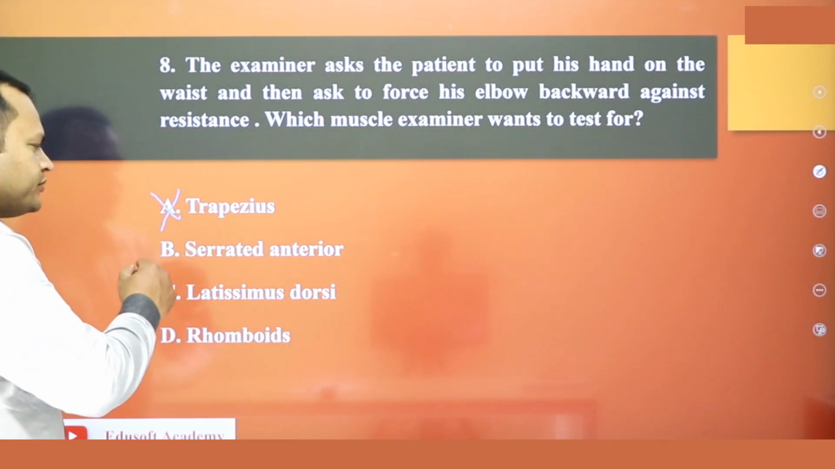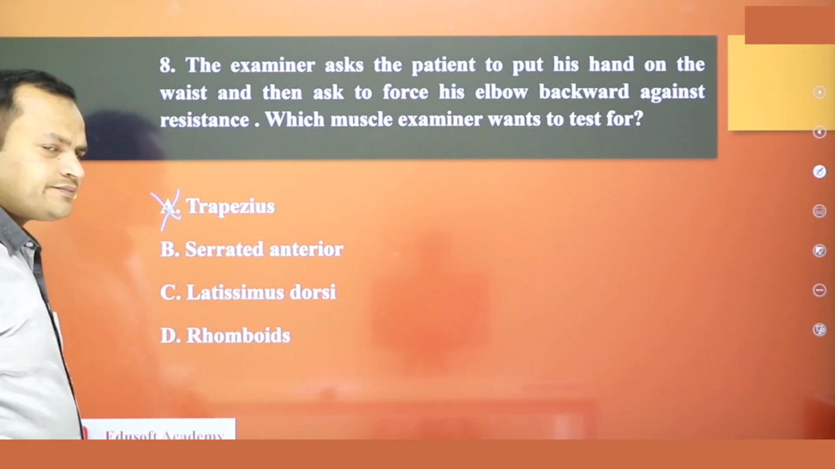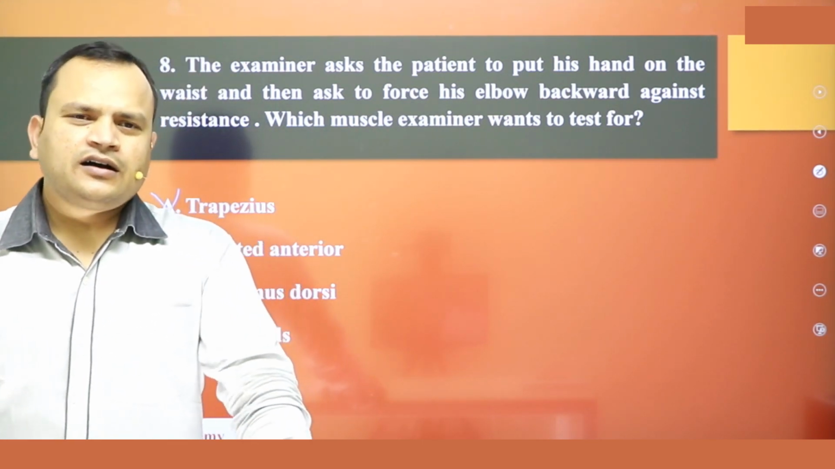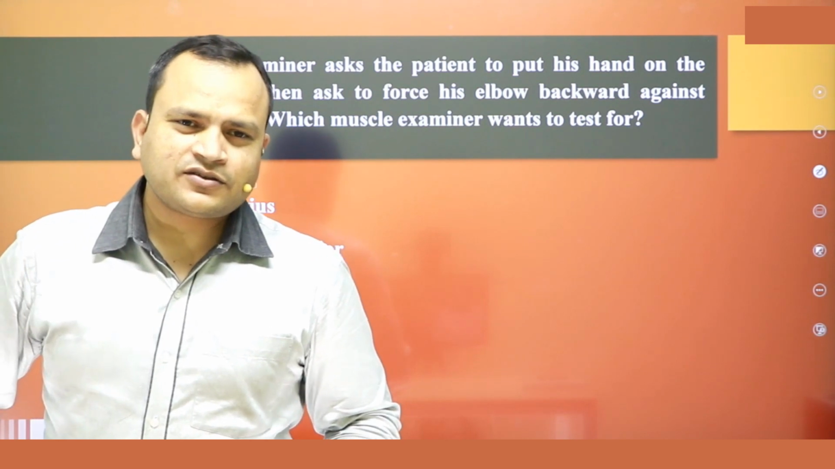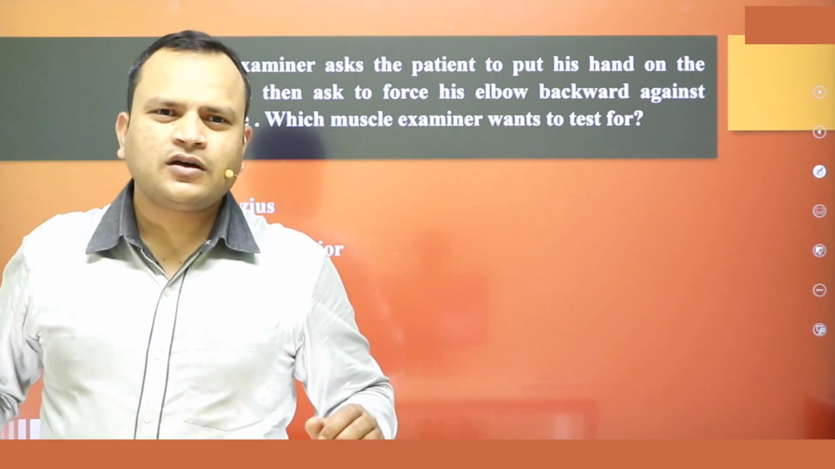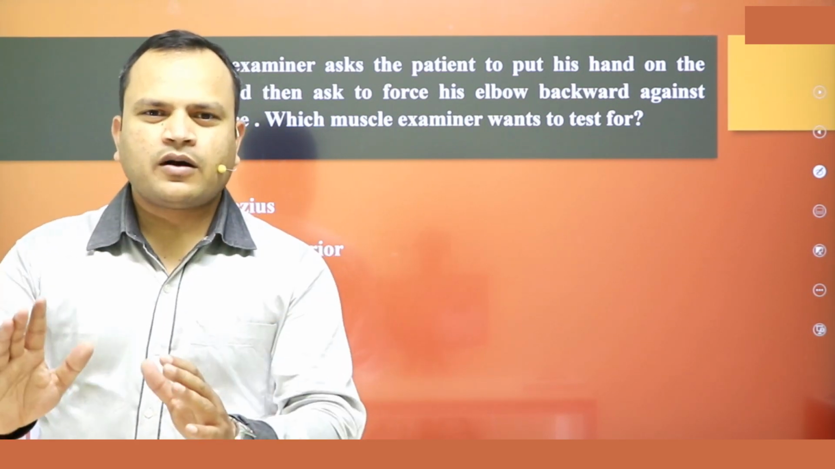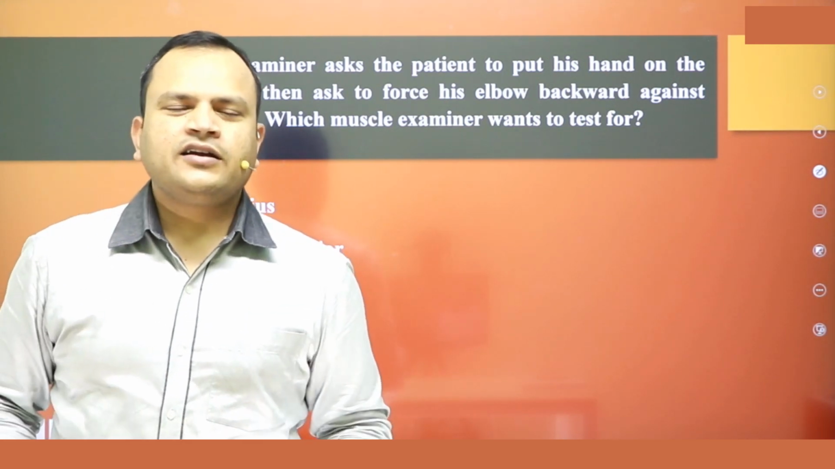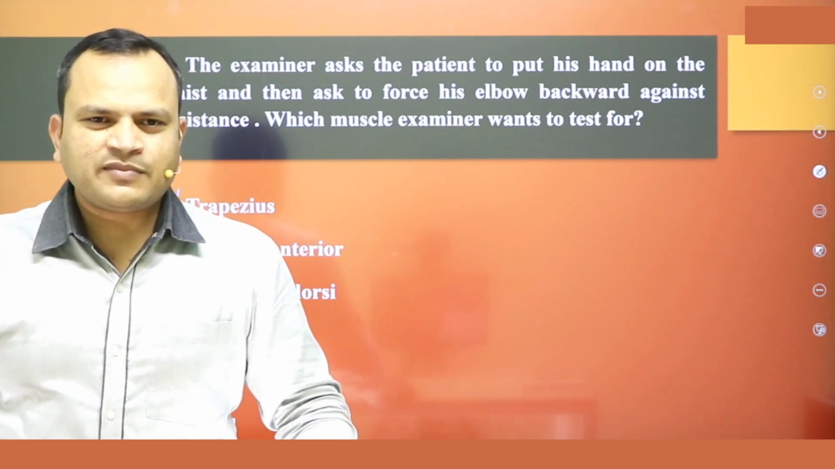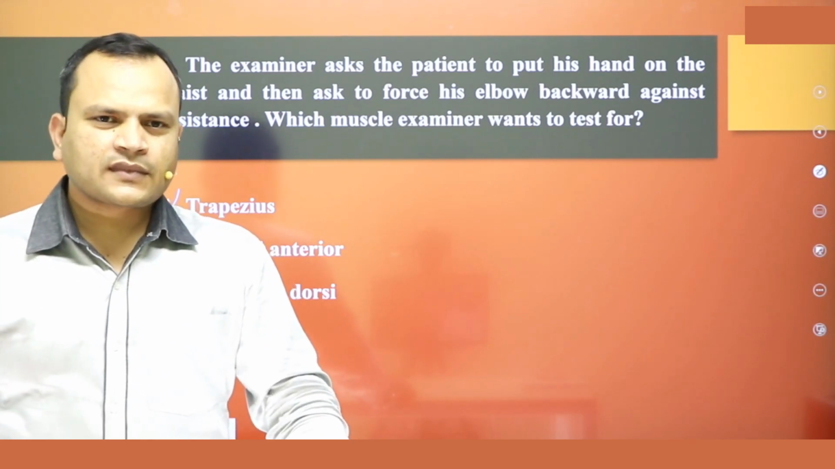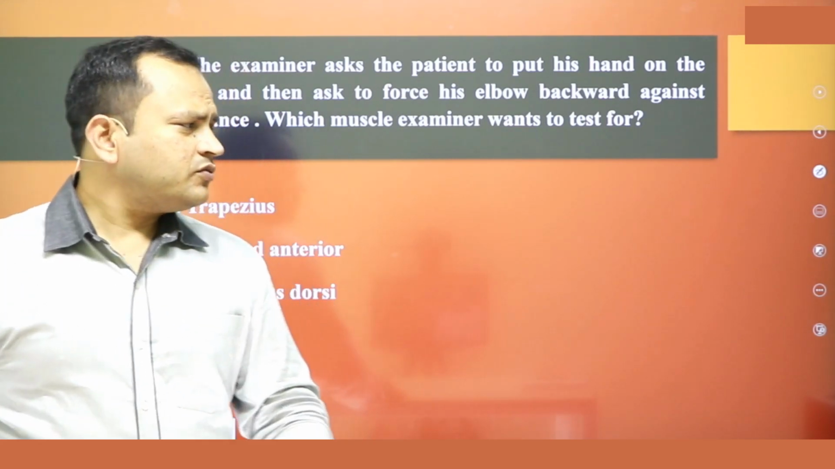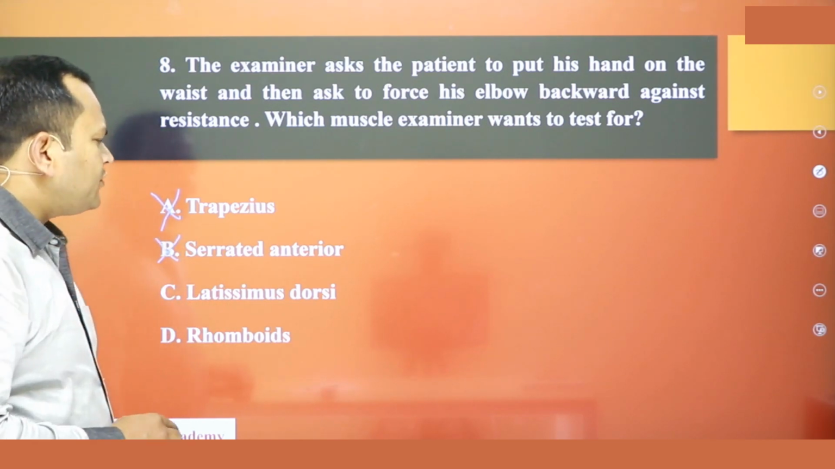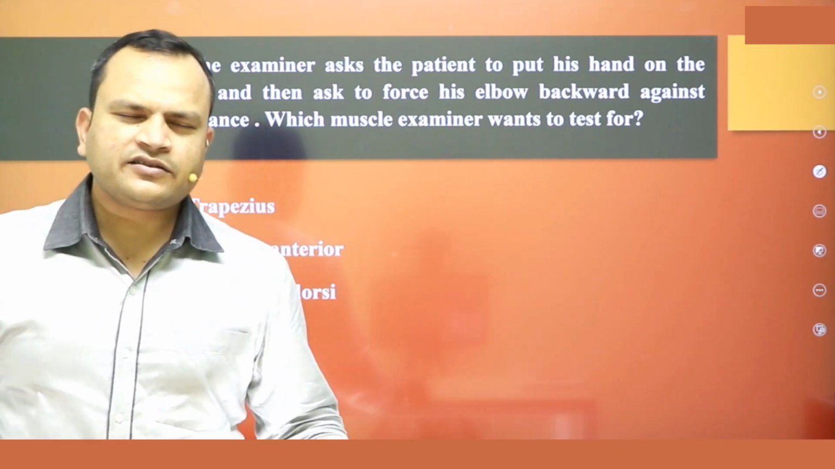Coming to serratus anterior, the second option, its paralysis usually causes winging of the scapula. It is usually for protraction of the shoulder. The shoulder is protracted anteriorly; it is the movement caused by serratus anterior. So even the serratus anterior is not the right answer. Coming to latissimus dorsi, it arises from the iliac crest.